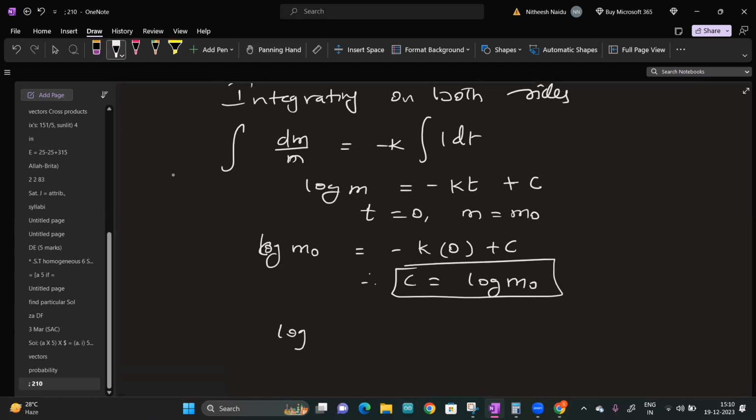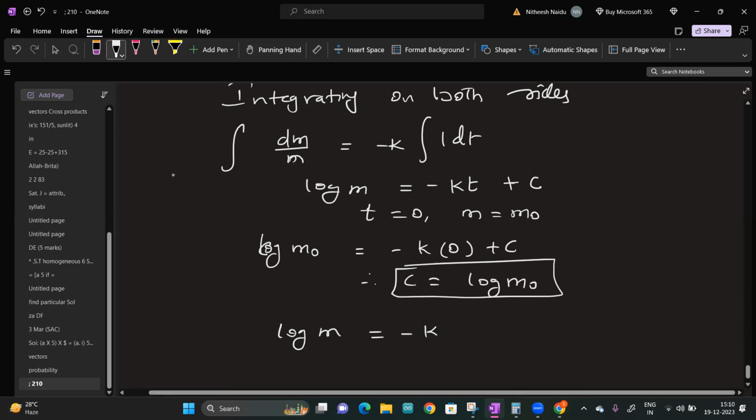So log m is equal to minus kt plus log m naught. You can move this logarithm to the left side. So you can write directly log of m by m naught is equal to minus kt. We need to get this value of k. Now take a look at the question part.